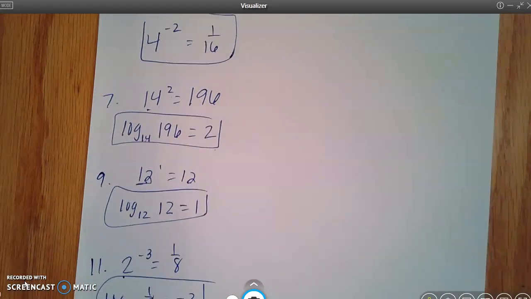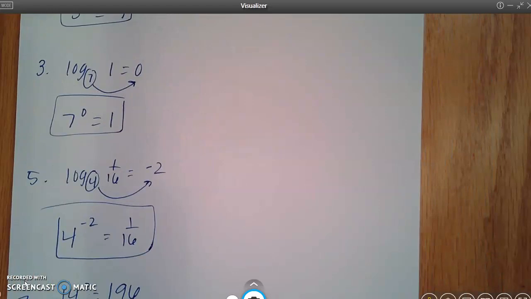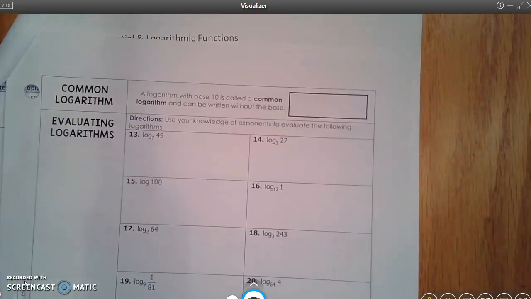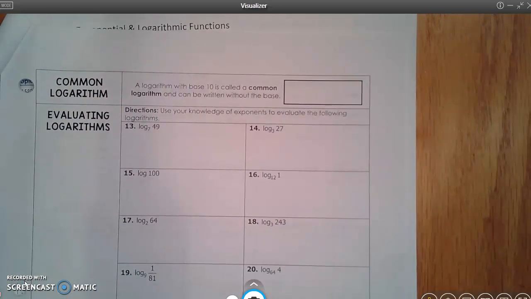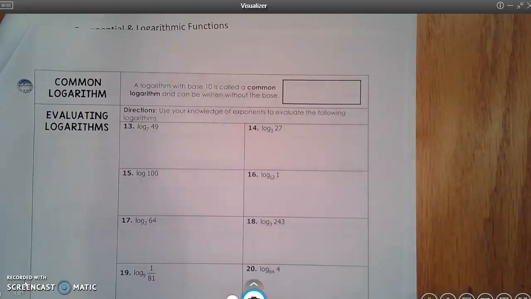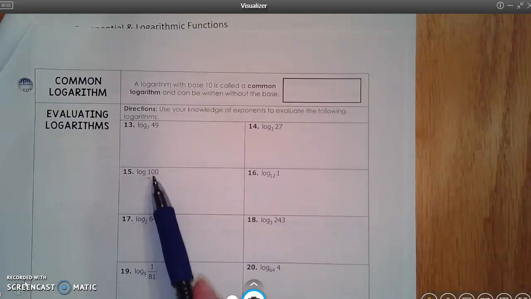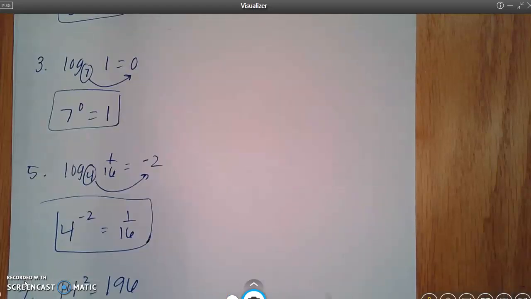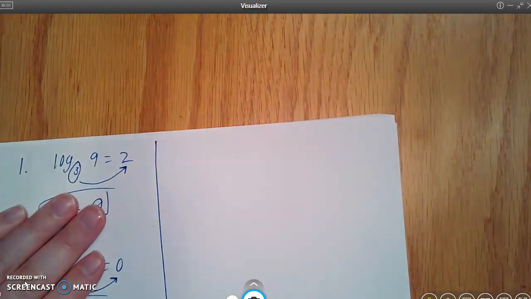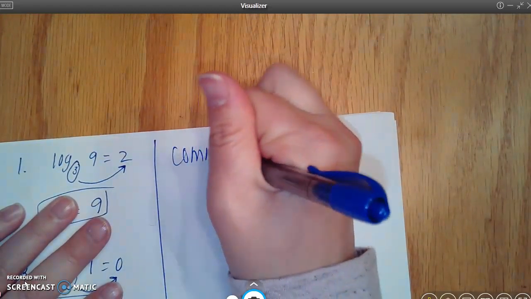I would recommend trying some of your evens. If not, you can try it on the practice. All right, so flip your page. We have something called a common logarithm. Common logarithm means that you have base 10. When you look at all the examples, you have a base 7, a base 3, and then something right here that doesn't have a base. So if you see something that has, hang on, I'll write this out.